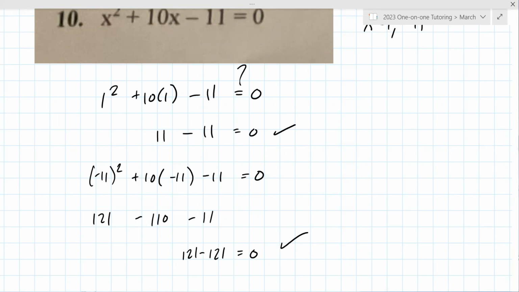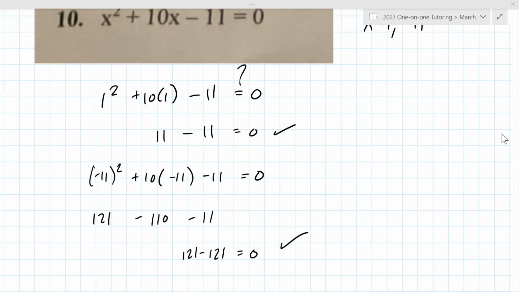Have you been able to do it on the test, start to finish, the completing the square? Is that a yes? I'm sorry, I didn't quite hear. Yeah, that's a yes. Okay, cool. Reason I ask is it's hard to remember all the steps.